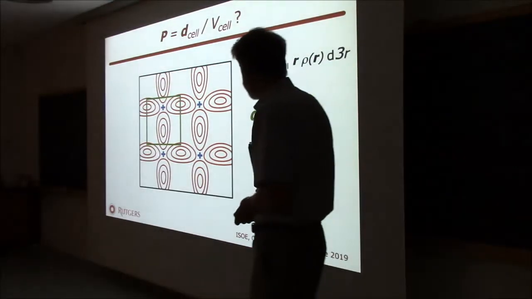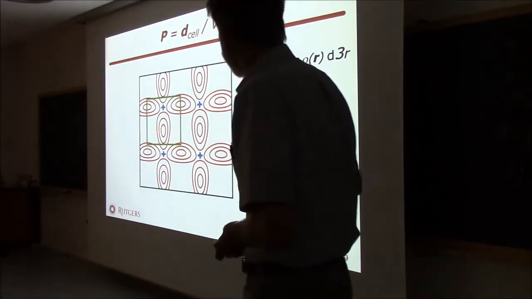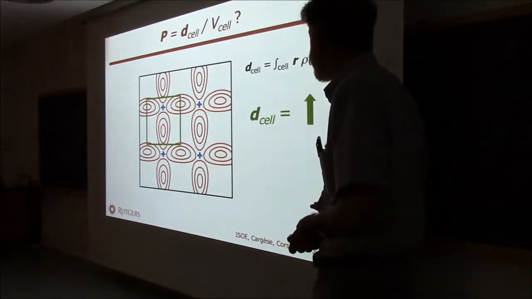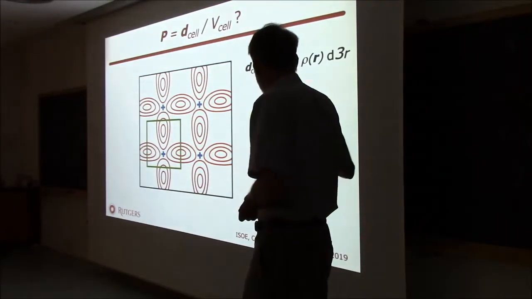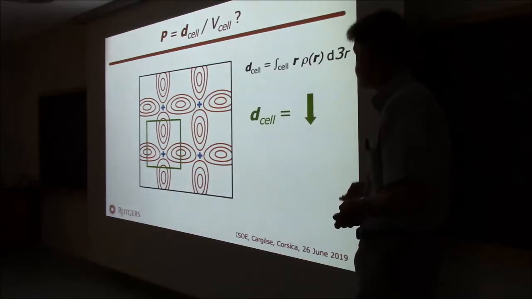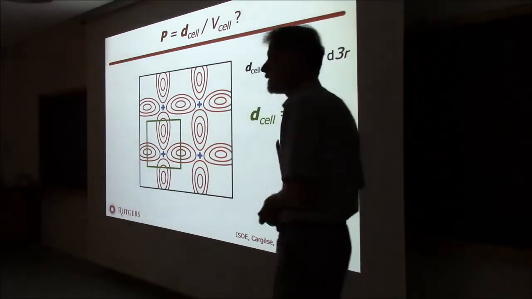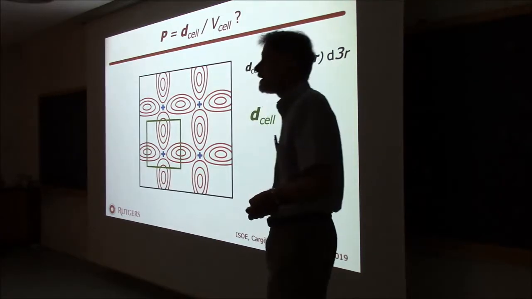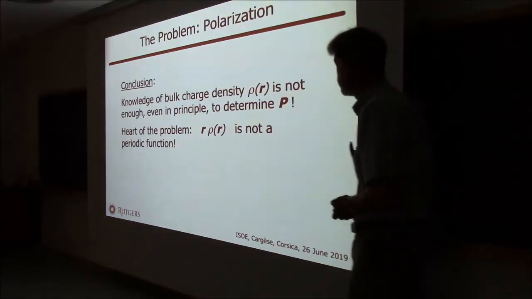But the problem is that if I make different choices of location of the unit cell, I can get very different answers. This one has a lot of negative charge at the bottom, so the polarization is up. This one has a lot of negative charge at the top, so the polarization is down. So I can get any answer. It turns out you can prove that if you average over all possible locations of the unit cell, you always get 0. So this is simply not a useful approach.